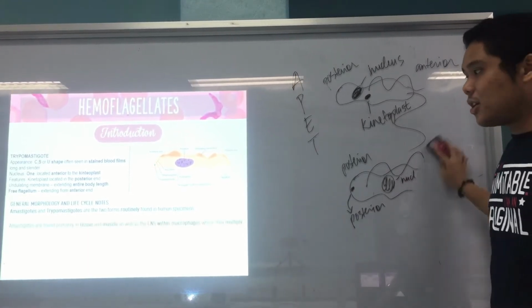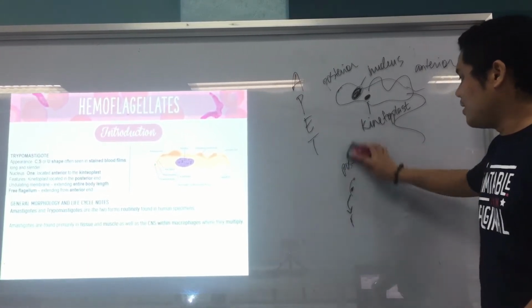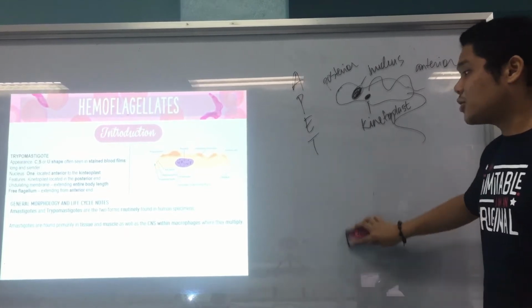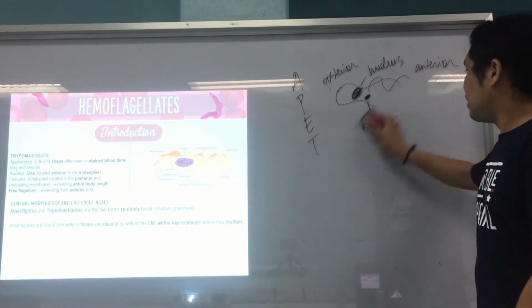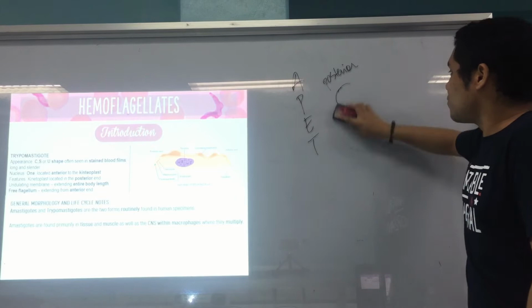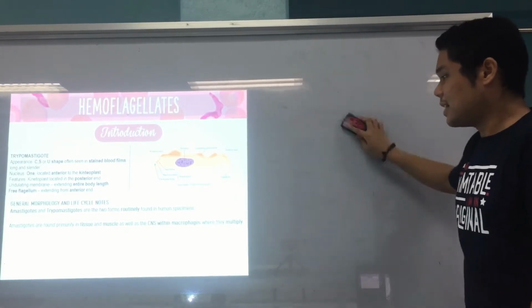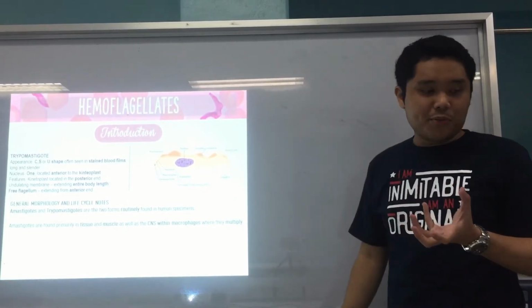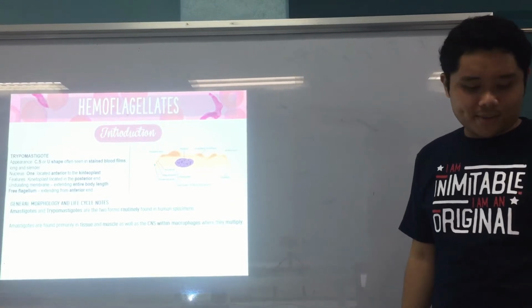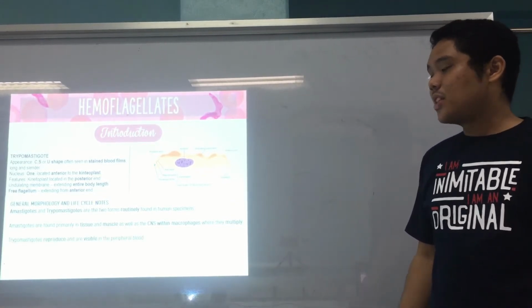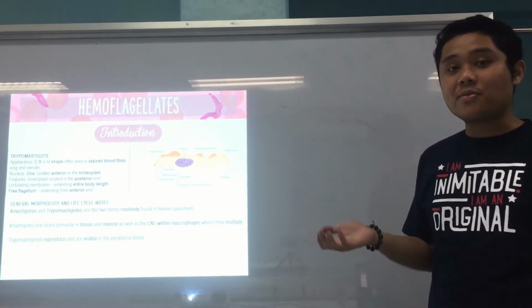Your amastigotes are primarily found in your tissues and muscles, as well as mga macrophages and even in the CNS. And in macrophages, that is where they multiply. Your trypomastigotes, they reproduce and are also visible in your peripheral blood.